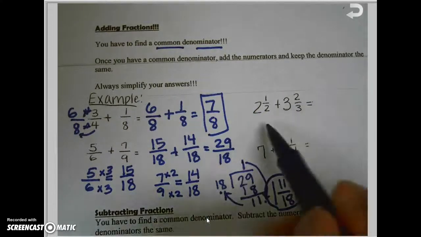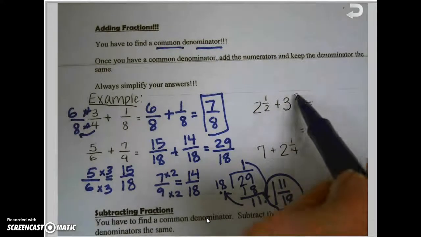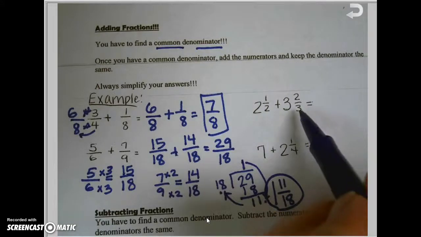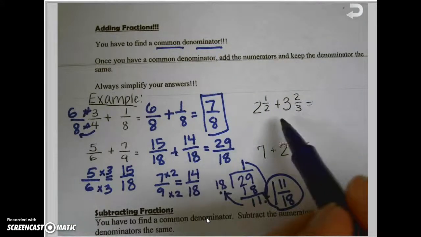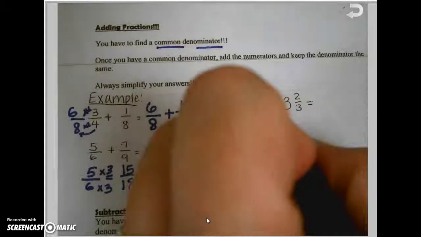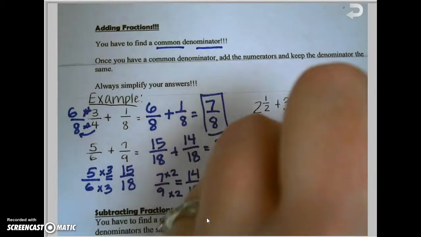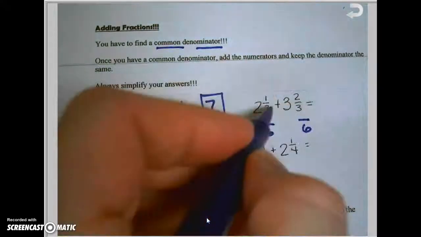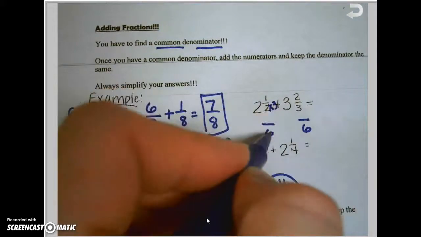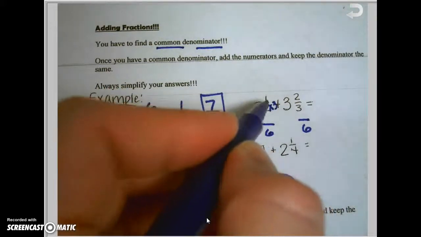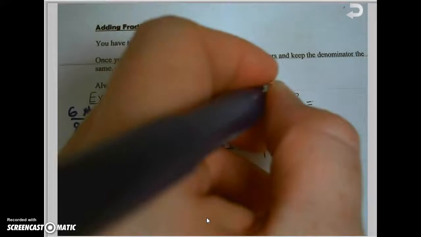For the next one, 2 and 1/2 plus 3 and 2/3. Focus on the fractions first. Find a common denominator between 2 and 3. I would say 6. So I need to multiply 2 times 3 to get to 6. So I need to multiply the top by 3 as well.